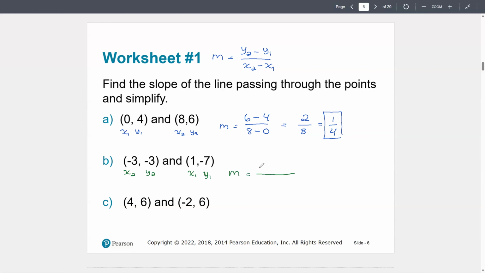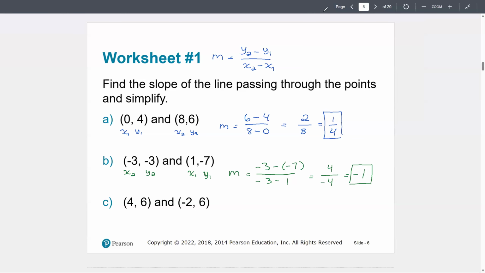So we'll have y2, which is -3, minus y1, which is -7. Then we're going to have x2, which is -3, minus x1, which is just 1. So we have -3 minus -4, so -3 plus 4. Sorry, -3 plus 7, which is going to be 4. I've gotten ahead of myself. And then we'll have -4 on the bottom. So we should end up with a -1 for my slope.